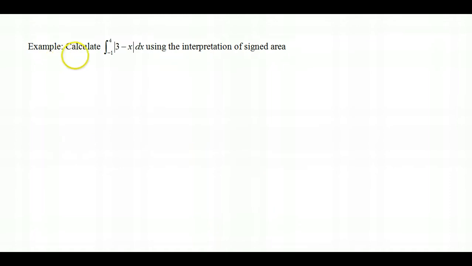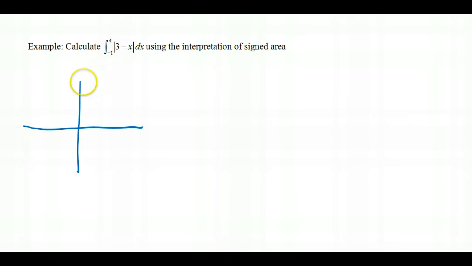Alright, let's move on to another example. Calculate the integral from negative 1 to 4 of the absolute value of 3 minus x dx using the interpretation of signed area. So here's how I'm going to draw this graph. First, I'm going to draw the line 3 minus x, and then I'm going to make any portion that's below the x-axis flip over and reflect over the x-axis and become positive. So what I'm going to do is I'm going to sketch out 3 minus x.